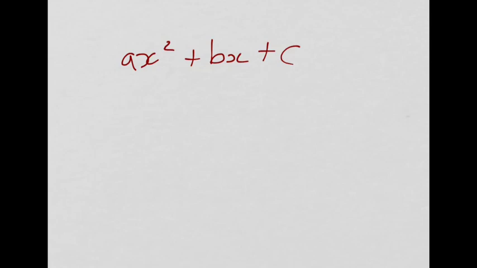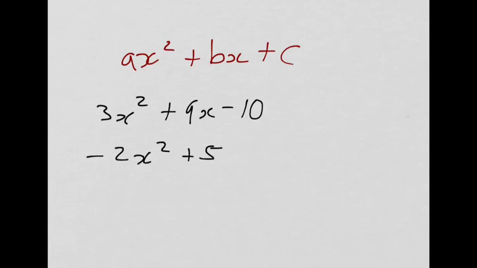So just some examples of the type of trinomials that you'll be factoring in the rest of this chapter would be stuff like this: 3x squared plus 9x minus 10. That's just an example of a trinomial that you will be able to factor, hopefully by the end of this week. Another example could be something like negative 2x squared plus 5x plus 7, where in this case a is negative 2, b is 5, c is 7.